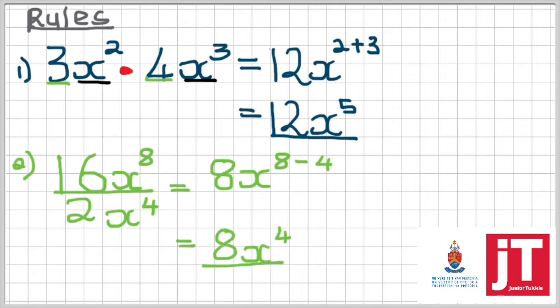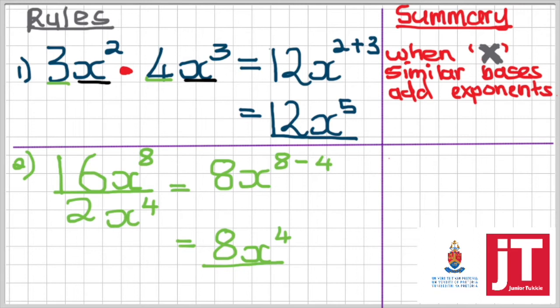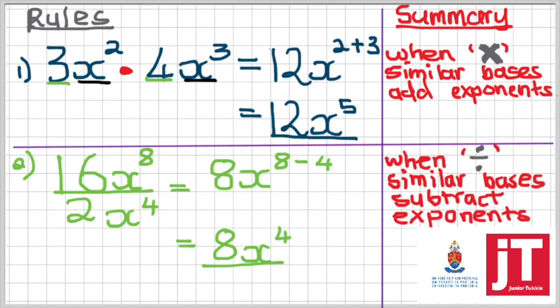But just to give you a summary of what we've just done, for the first one, when bases are the same, we add the exponents. When we multiply similar bases, we add exponents. The second one, as a way of summary, when we divide similar bases, we subtract the exponents.